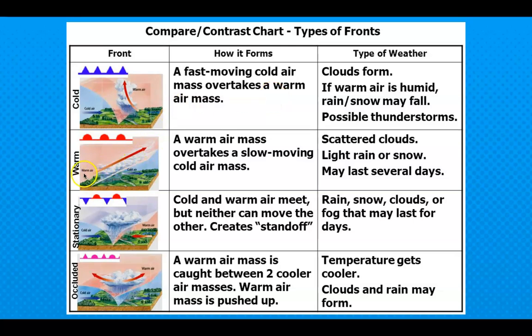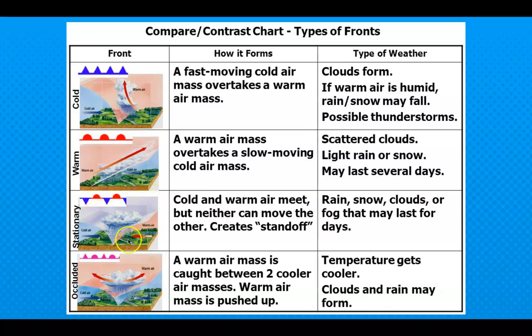A warm front is where warm air is moving faster than that cold air, and it comes up behind the cold air and just kind of slowly goes up. If you notice, this warm air has to go up really quick, but here this warm air can go up slowly. Here you'll get some scattered clouds. You'll see those wispy type clouds high in the atmosphere, light rain or snow, and it could last for several days.